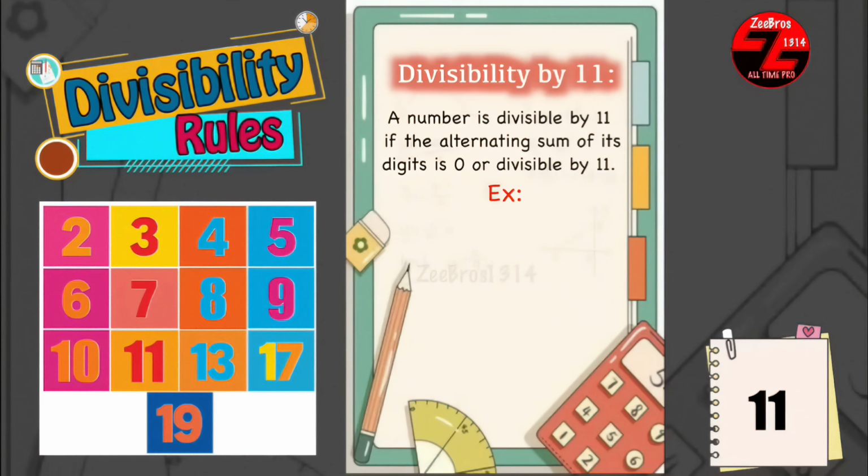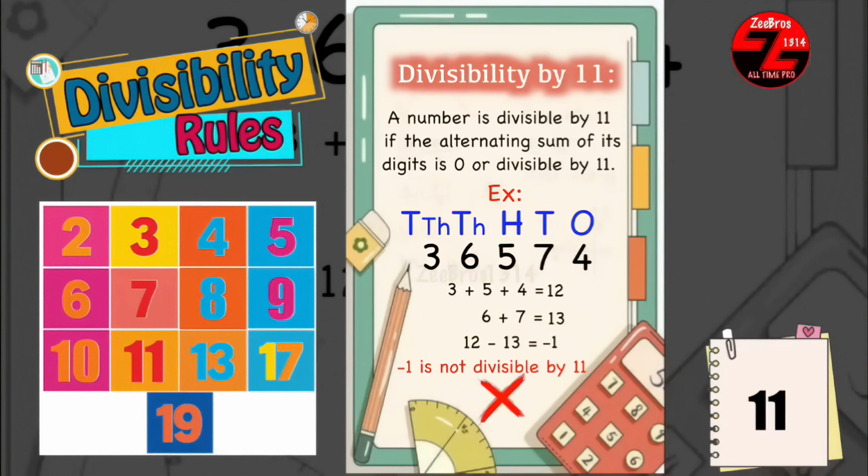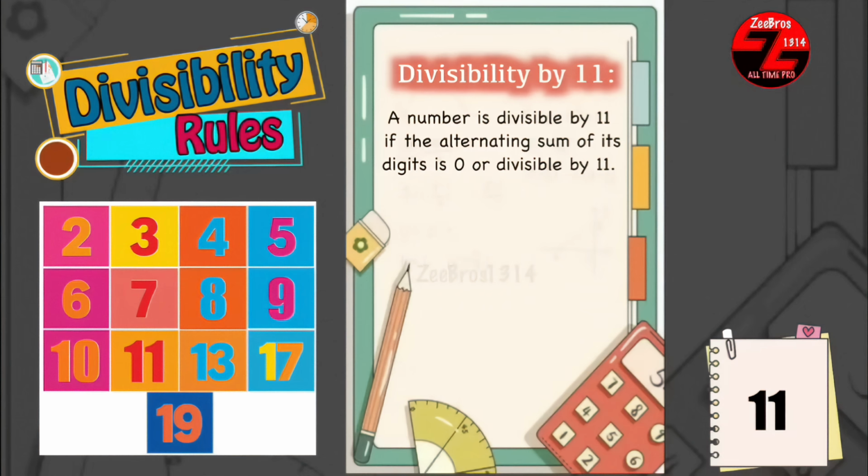Let's take one more example. 36574. When we add alternate numbers like 3 plus 5 plus 4, it makes 12, and 6 plus 7 makes 13. When we subtract 12 minus 13, it makes minus 1. Minus 1 does not come under divisibility by 11. So, 36574 is not divisible by 11. Just to make it clear, here comes one more example.